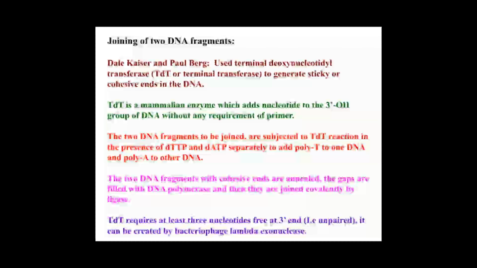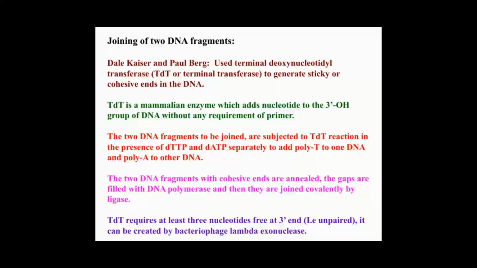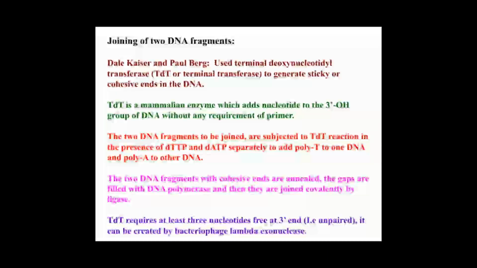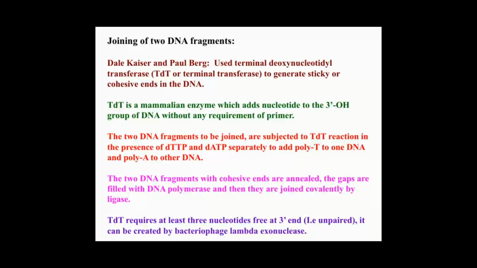In practice, we take two DNA pieces and treat them separately with TdT in the presence of different nucleotides, one with dTTP to add poly-T tails, and the other with dATP to add poly-A tails. These complementary overhangs, the poly-T and poly-A, can then anneal or stick together due to base pairing. Once they're aligned, any gaps are filled in with DNA polymerase, and finally, the fragments are covalently joined using DNA ligase to create a stable, continuous DNA molecule.